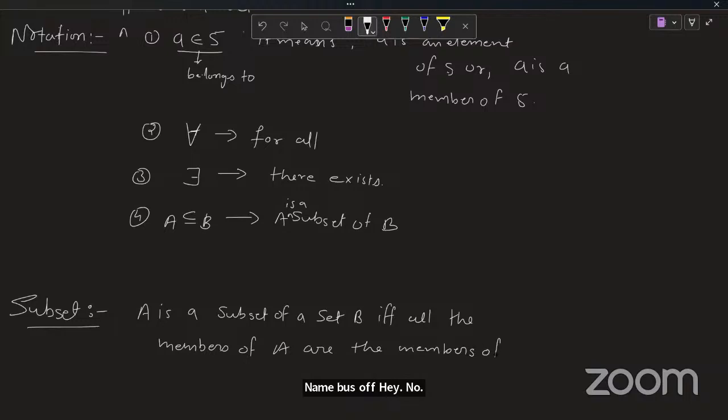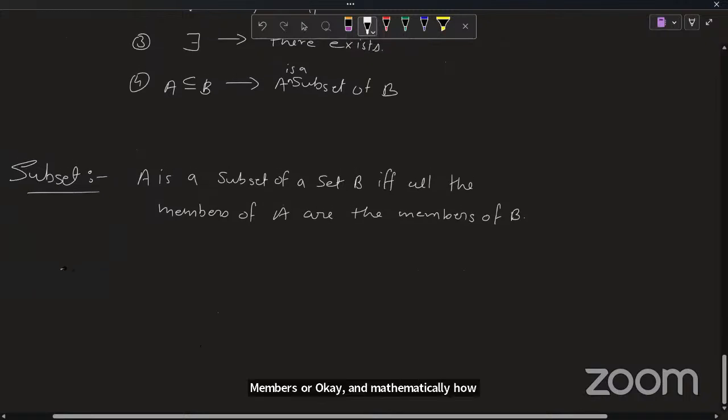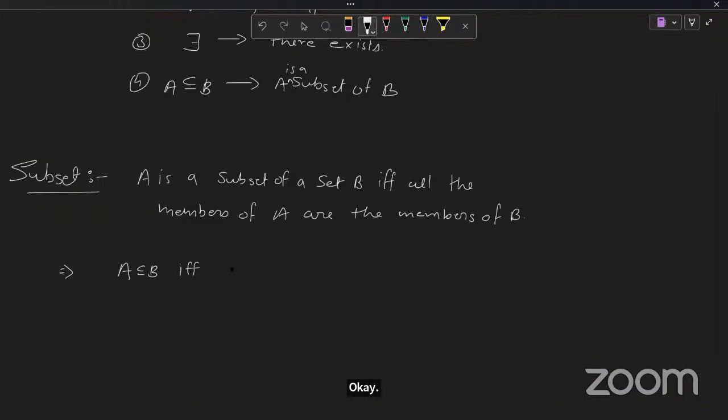And mathematically, how will we write it? We write A is a subset of B if and only if for all x belonging to A, x is inside A implies x is inside B.